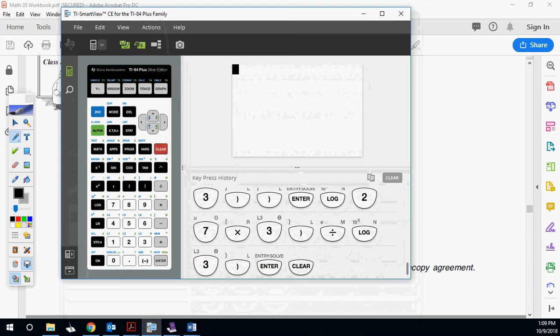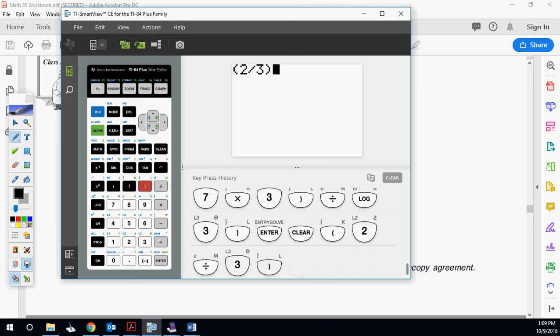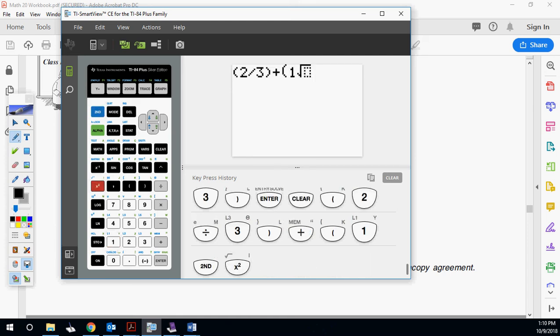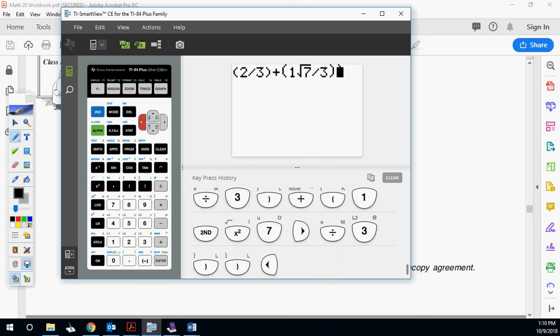We're going to go 2/3. So I go bracket 2 divided by 3. I do the plus. And I'll show you a trick here, too, that helps things go a little faster. And then it's going to be 1. You can put the 1 there so you see it, but you don't really have to. Second square root 7 divided by 3. Okay, so then you hit enter. So your first answer is 1.55 because it says nearest hundredth. So that's an 8, so I go to 1.55.